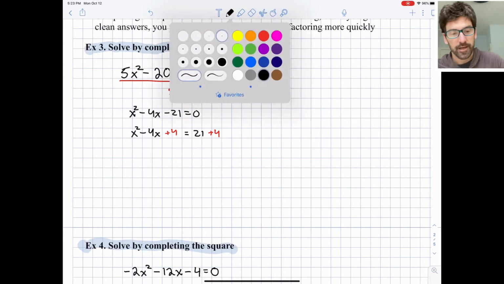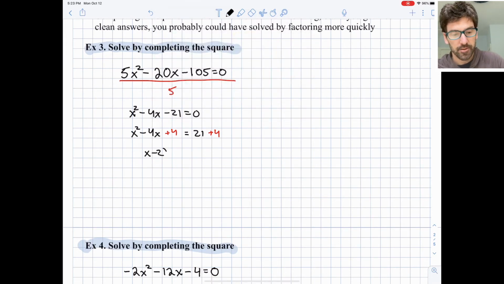So the left side factors nicely: x minus 2 quantity squared. And the right side turns into 25, which coincidentally is a perfect square. So we can solve by square rooting both sides.